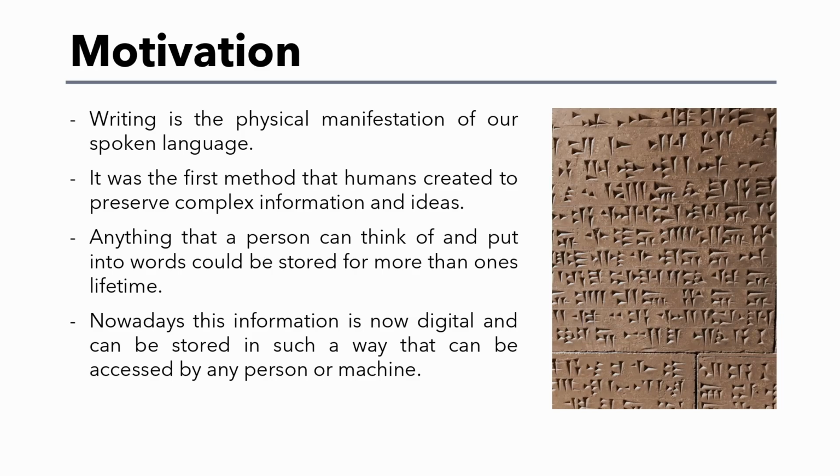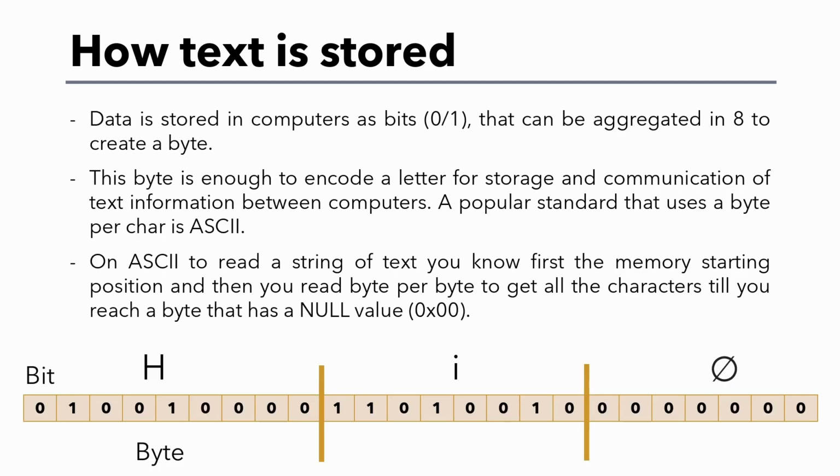Of course, nowadays, this information is stored digitally and is made to be accessible by not only persons, but also machines. For example, one of the most crucial usages of text recently has been to train large language models, as for example, OpenAI's GPT. These models were trained with written human knowledge that can be as old as thousands of years ago. Data is stored in a digital media as bits.